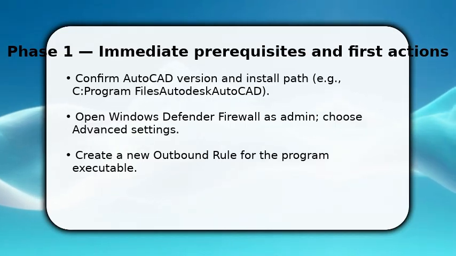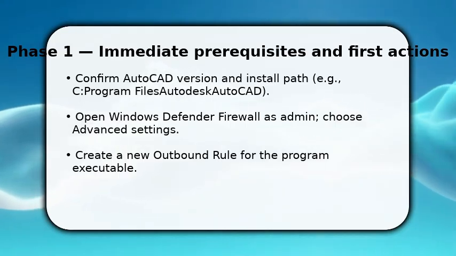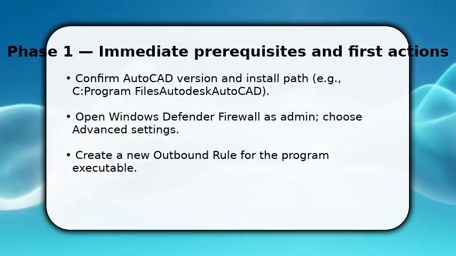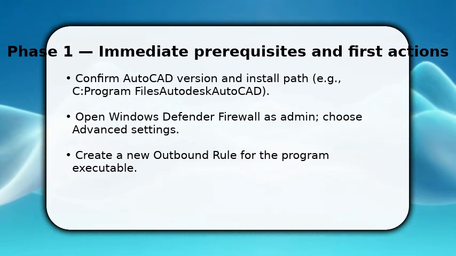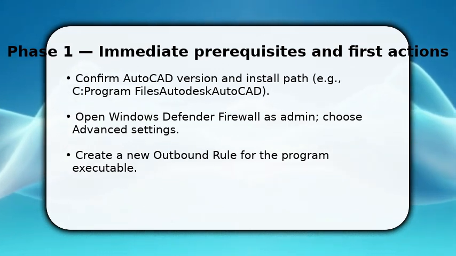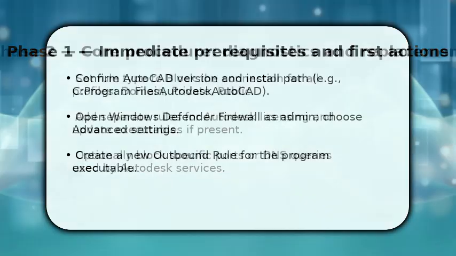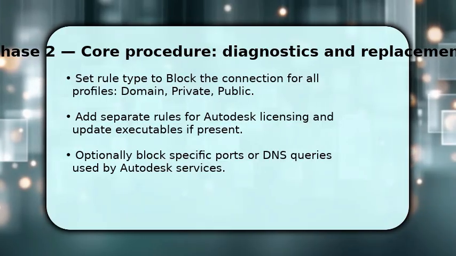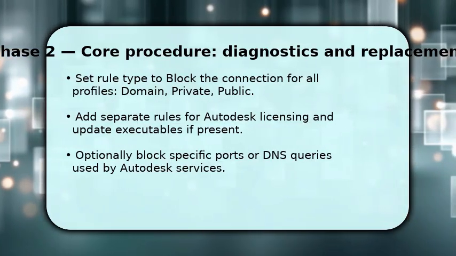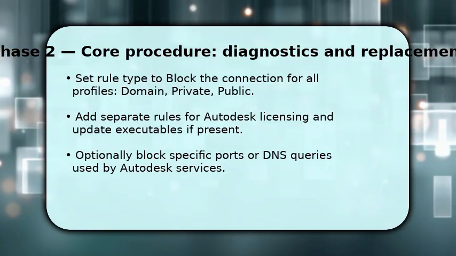This first actionable step prevents outbound requests immediately when enabled, and it's faster than blocking ports first. Make sure to name the rule clearly, so you can revert it later without guessing which rule affects Autocad. Now configure the rule to block the connection and apply it to domain, private, and public profiles, so Autocad cannot access networks in any context.